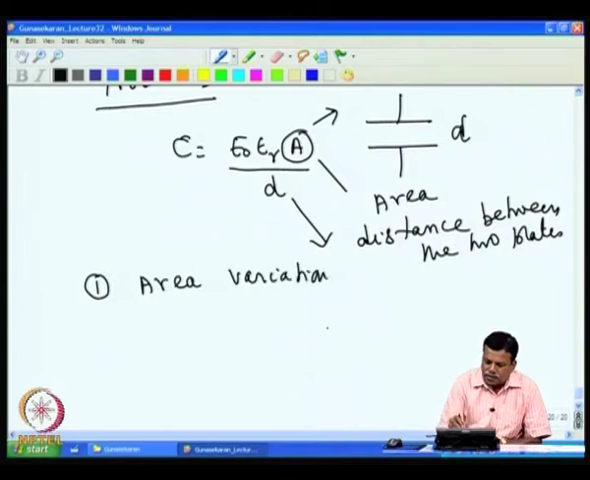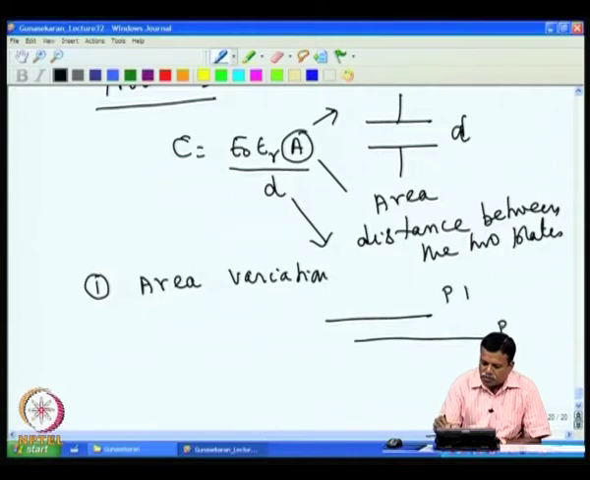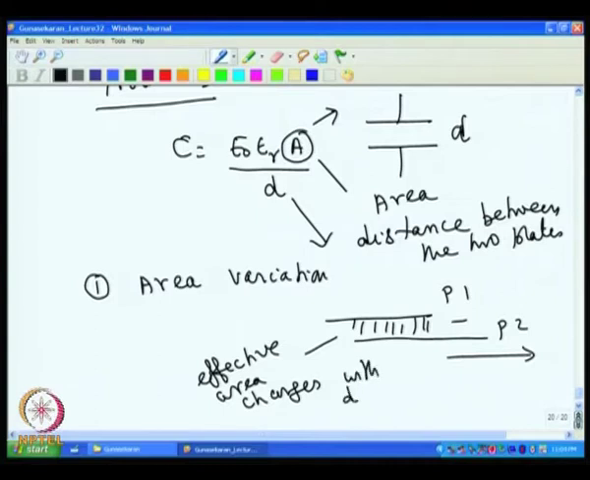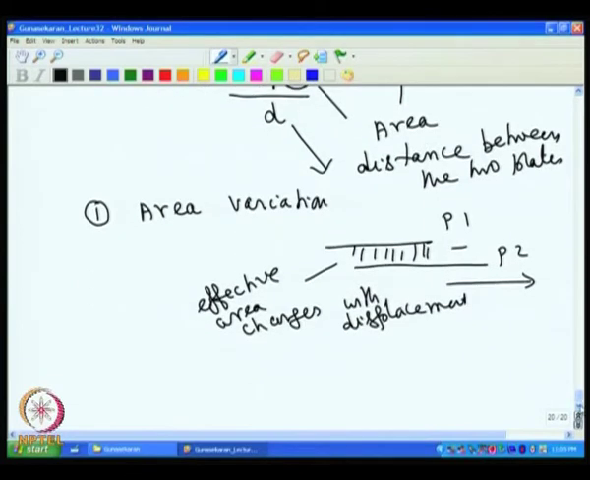In area variation, you have one plate here, another plate here, plate 1 and plate 2, and for example, if one is moved relative to the other, then the effective area varies. So, the effective area changes with displacement.